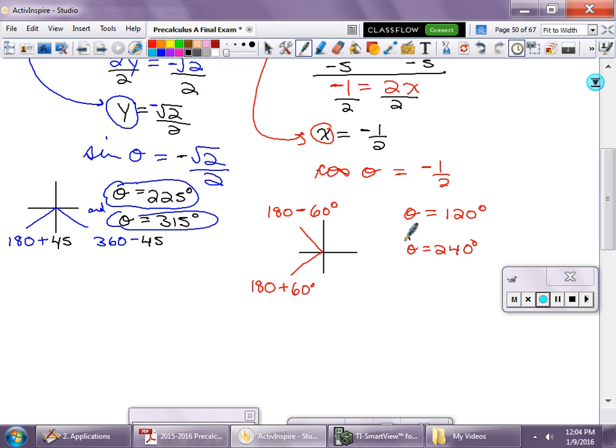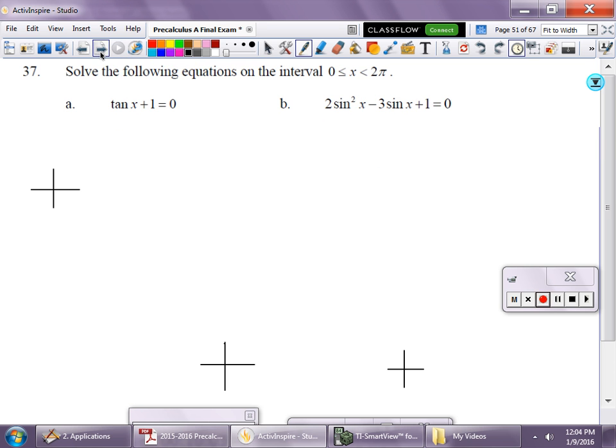Box them in. Those are your two solutions. And in the words of Jay-Z, on to the next one.